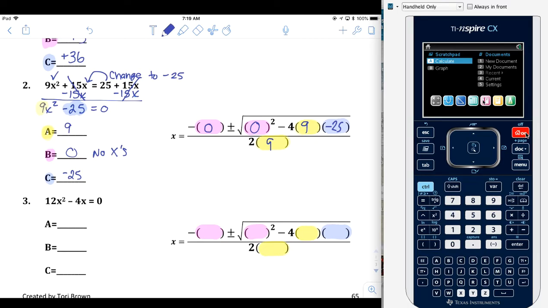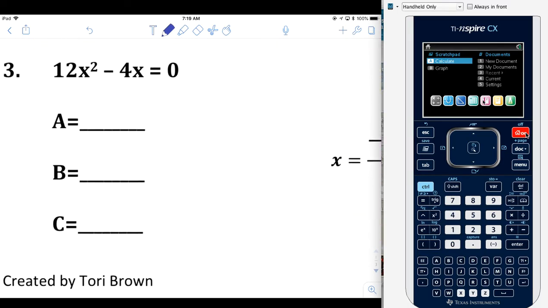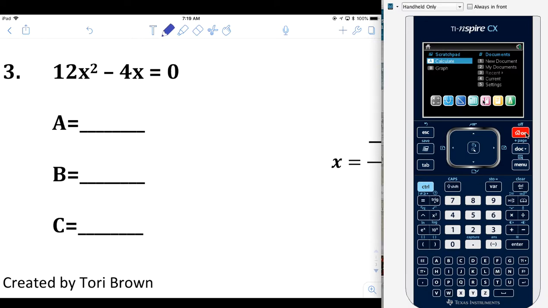Problem 3 is great because there is no c. So I'm going to zoom in real quick. It's already in the right order. I'm going to highlight what we have. We have our a, our b, and our c. My a is the number with the x squared, so that's great, it's a 12. My b is the number with the plain x, so a negative 4, we have that. But my c is a 0.